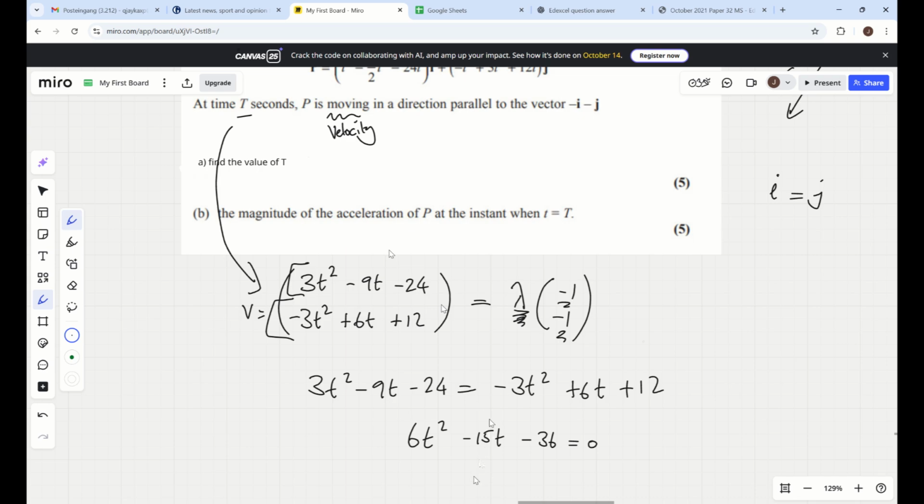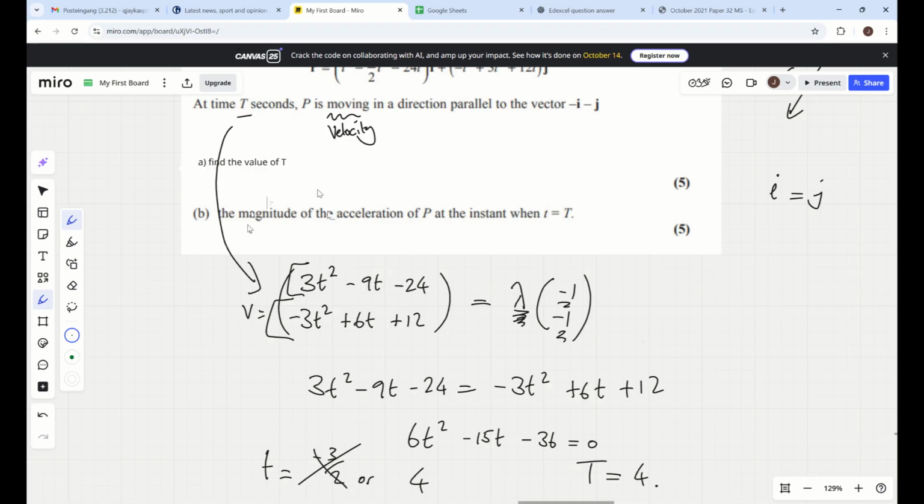Okay, for the solving, it depends on what it says exactly, the way that you would solve it, but here I don't see any reason to not use the calculator. So I get t equals minus 3 over 2 or 4. So that's not valid. So it's t equals 4. Okay, so we find the value of t equals 4 on that one.